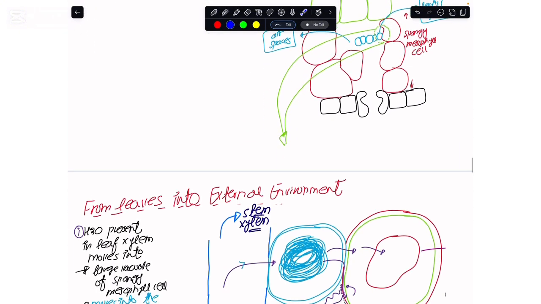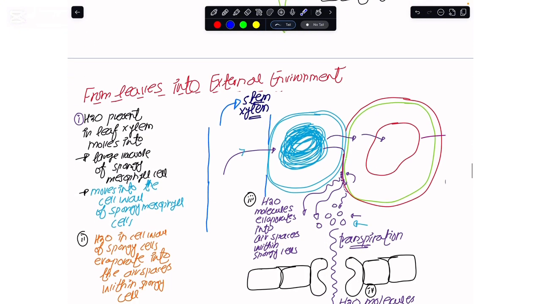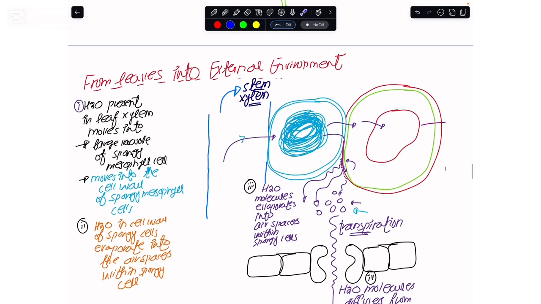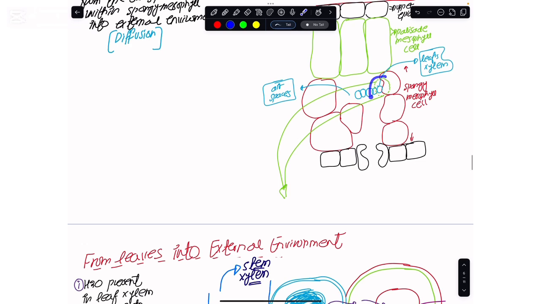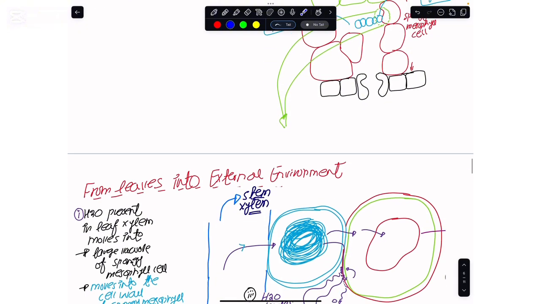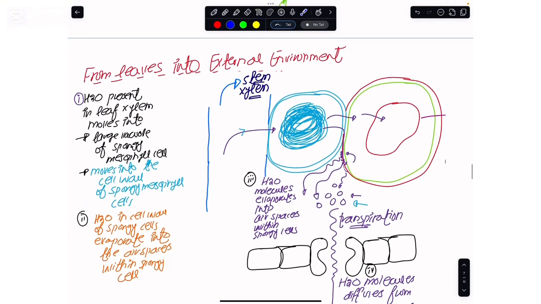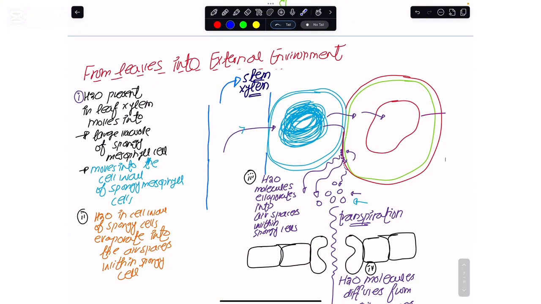So now we have to understand how this transpiration pulls the water from the stem and soil. If you consider this situation, here I have one of the spongy mesophyll cells being shown, and here we have the leaf xylem. So something is happening here, and this is in the context of how the water goes from the leaves into the external environment by way of transpiration.